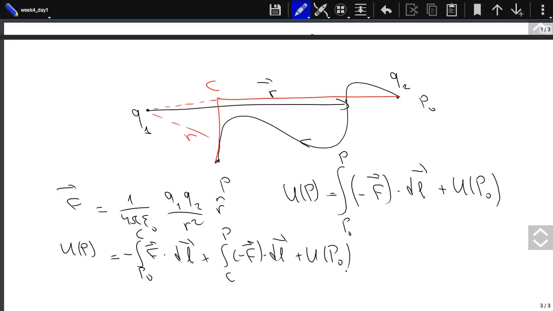Instead of going along this path, now I'm going first from P0 up to C, and then from C to the final point. But I already said that this one is equal to 0, because along this arc, F is always perpendicular to dl. And the only thing left to calculate is this one.